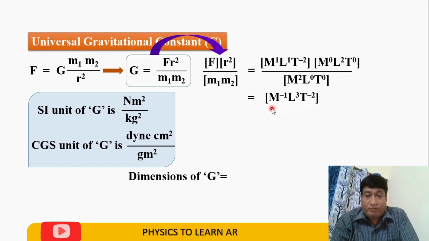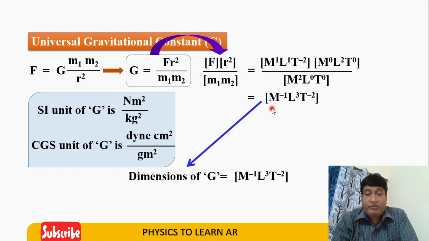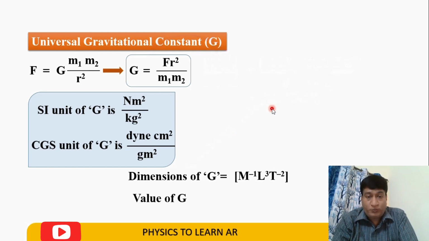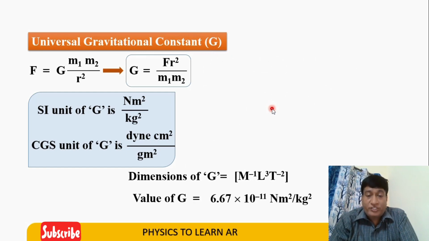This is a physical quantity which has a negative power of mass. In most cases, for all other physical quantities, the mass dimension will be positive, but this is the one where you get it as negative. So the dimensions of G are m power -1 l power 3 t power -2. The value of G is a constant, 6.67 into 10 to the power of -11, and the unit, just proved, is Newton meter square per kg square.